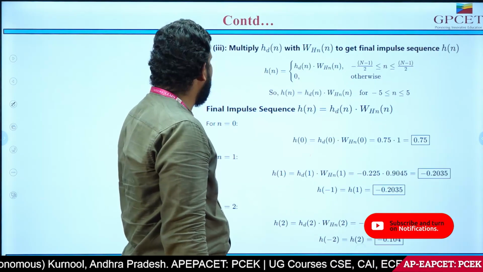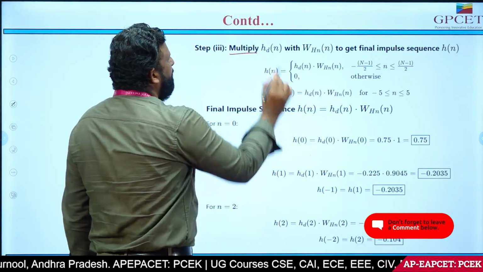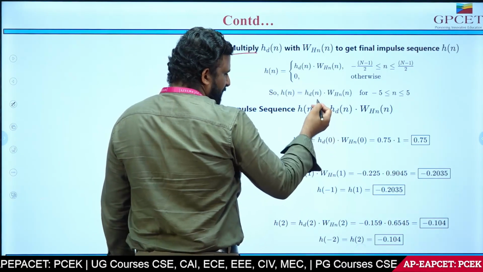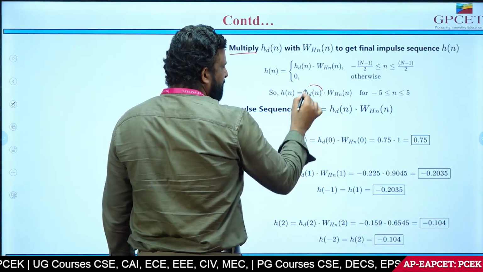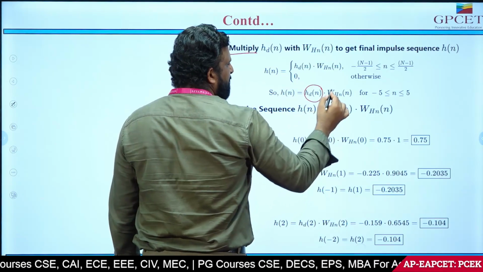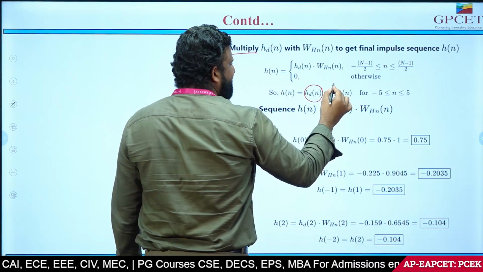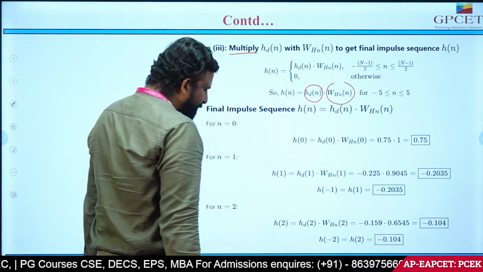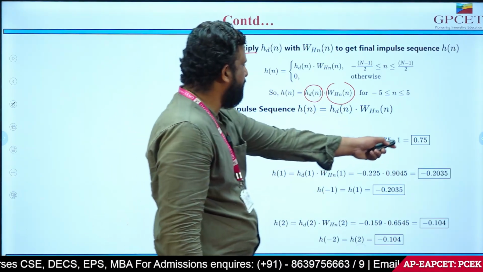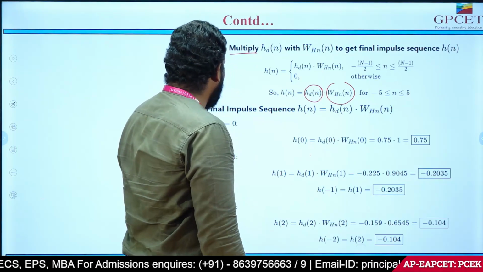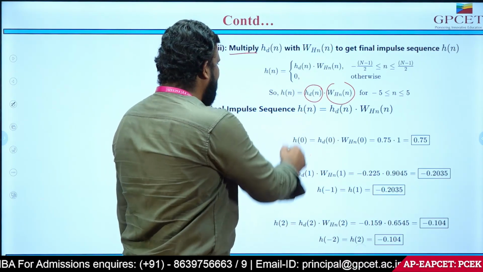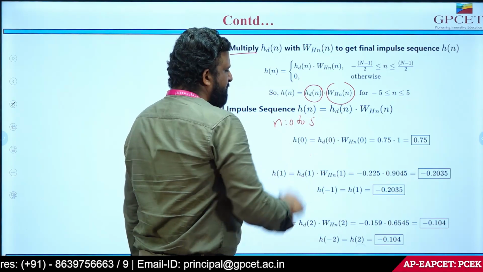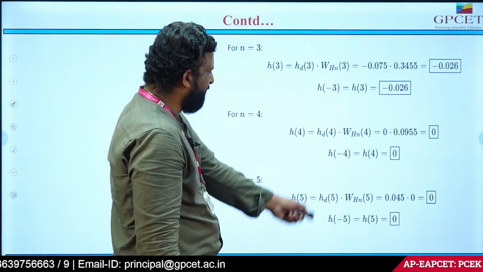After getting these sequences, in the third step, we multiply hd of n with the windowing sequence. The total 5 coefficient values of the desired impulse response are multiplied with the windowing sequence values. By multiplying all the values, we get the finalized impulse sequence h of n from n is equal to 0 to 5.